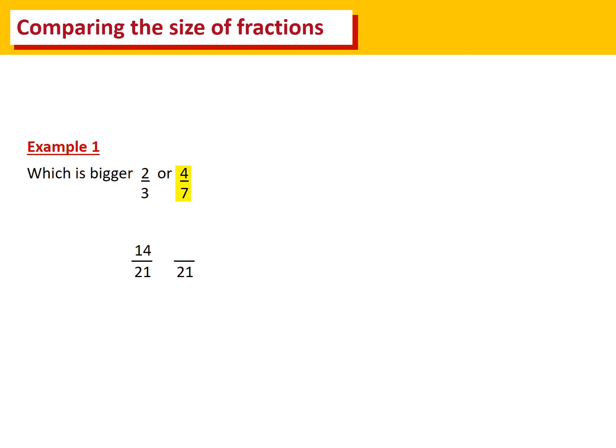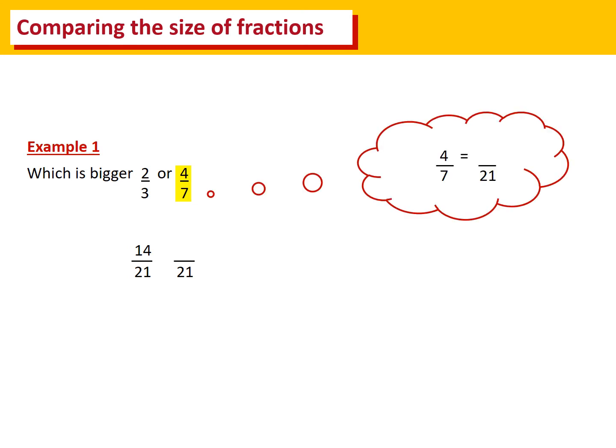We now repeat that for 4/7. What have we done to the denominator to change it from a 7 into 21? We've multiplied it by 3. So we must do exactly the same to the numerator, the top number, and that gives us 12. So 4/7 is 12 over 21.